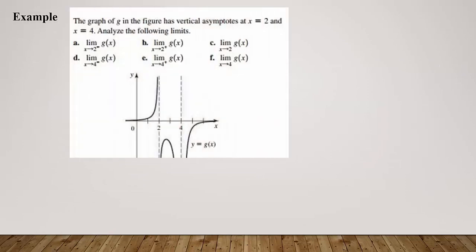So let's look at an example here. I'd like you to get this written in your notes because it's a graph of some function g. You're being told there are vertical asymptotes at x equals 2 and x equals 4. So we are just going to use the graph to determine these limits, and there are 6 of them. So get this into your notes because I'm going to head off to the chalkboard and work through it.